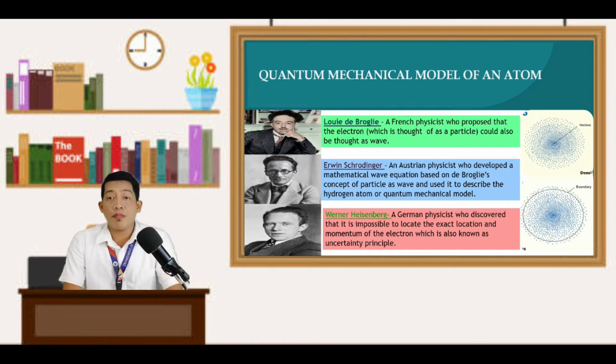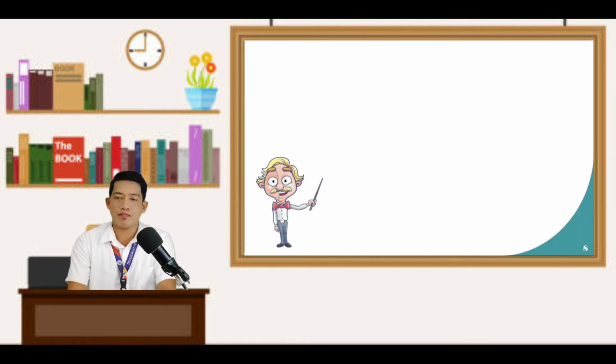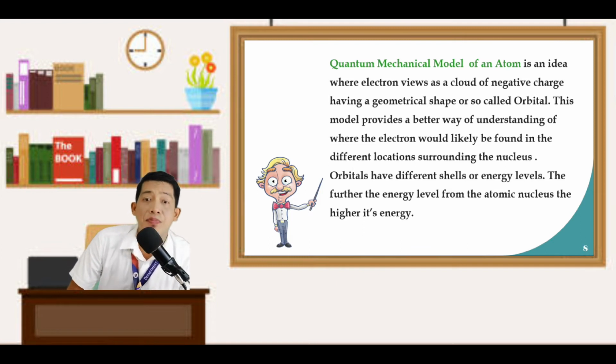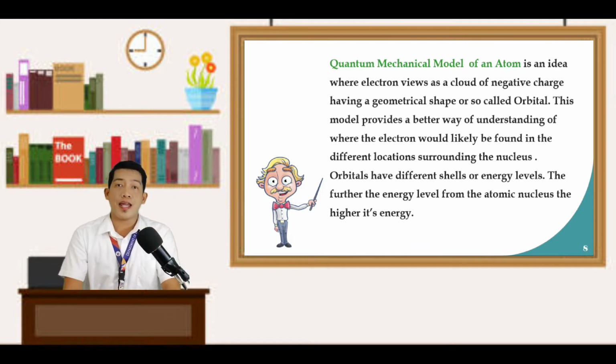What is the quantum mechanical model of an atom? The quantum mechanical model of an atom is an idea where the electron is viewed as a cloud of negative charge having a geometrical shape, or so-called orbital. This model provides a better way of understanding where the electron would likely be found in the different locations surrounding the nucleus. Orbitals have different shells or energy levels. The farther the energy level from the atomic nucleus, the higher its energy.